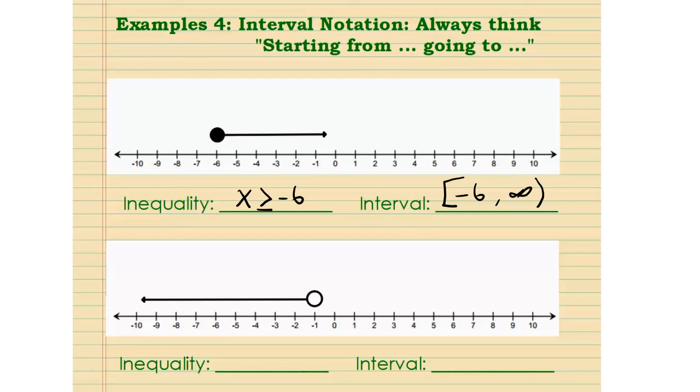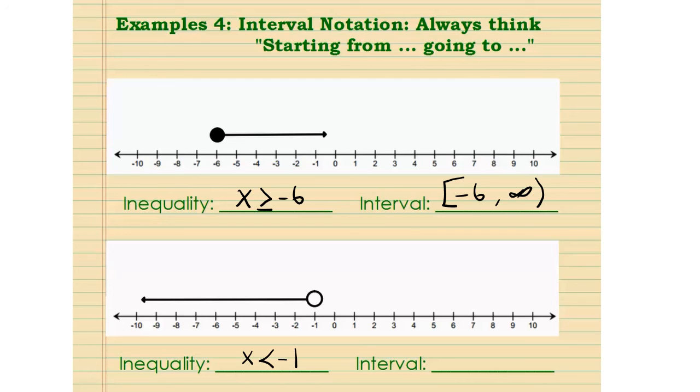Here is the second example on this page. Our inequality starts from negative 1 and goes towards the negatives. And its x values are getting lower and lower. So all the x values are lower than negative 1. So I will put x is less than negative 1. Because it was an open circle, I just use the less than sign.